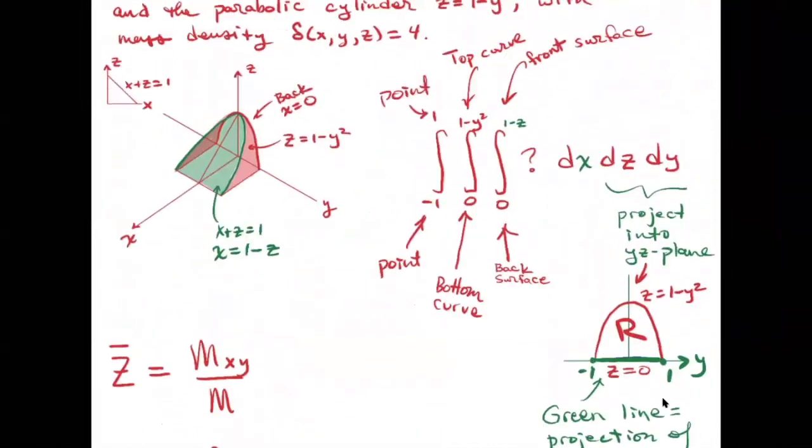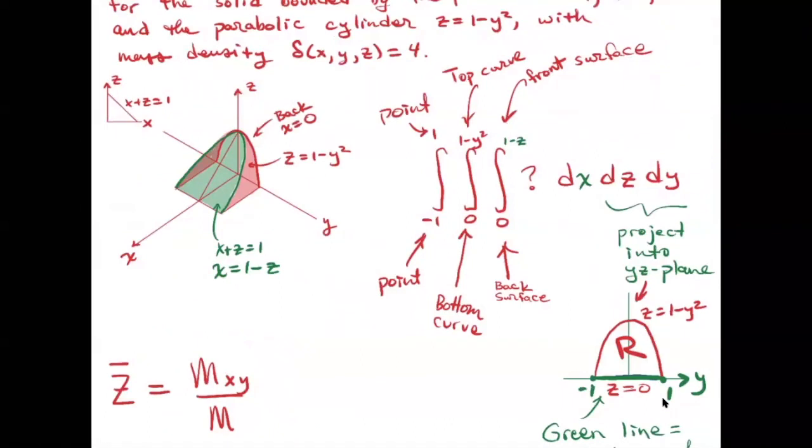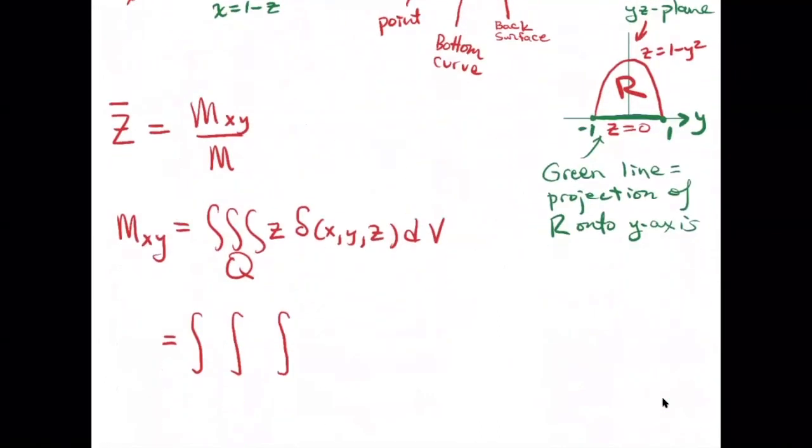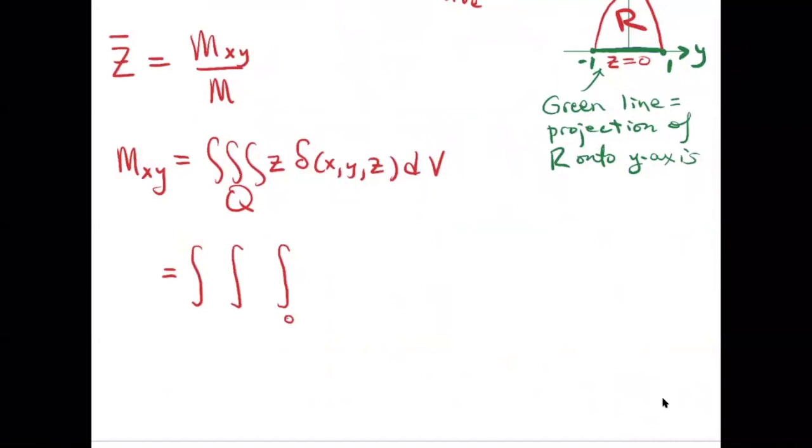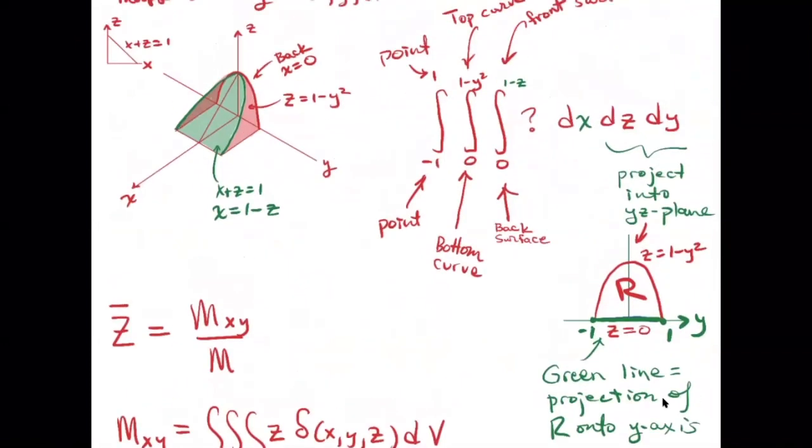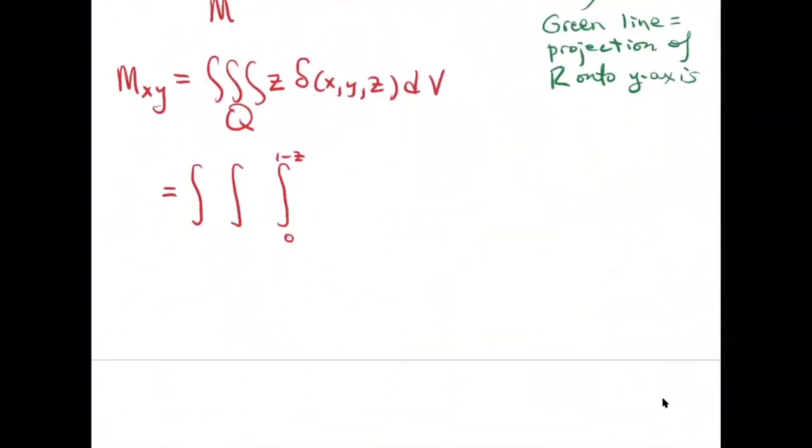I'll just go ahead and copy these limits over. 0 to 1 minus z. Then 0 to 1 minus y squared. And then, of course, -1 to 1.